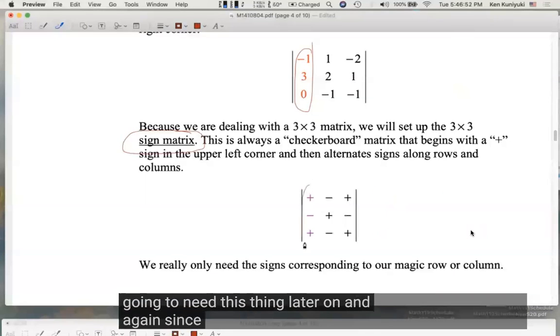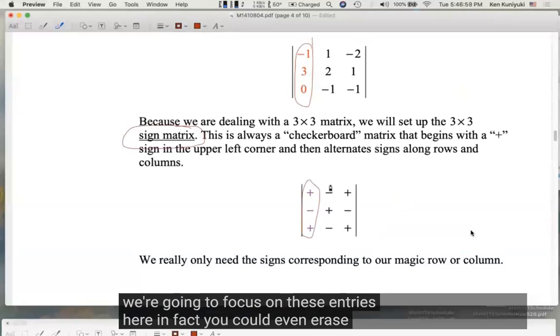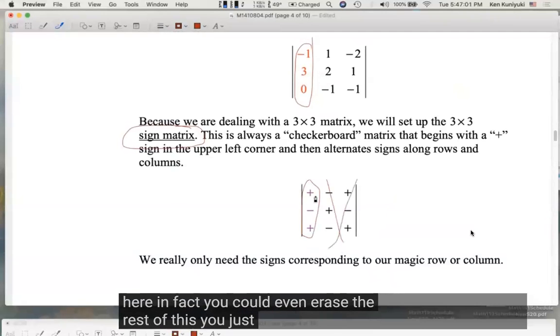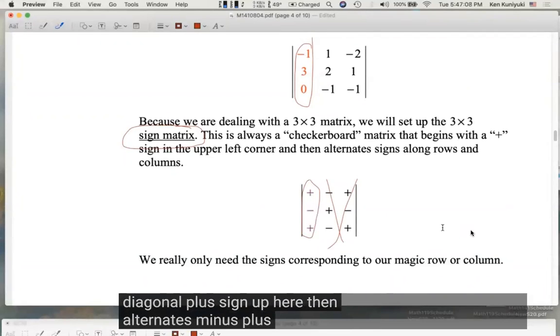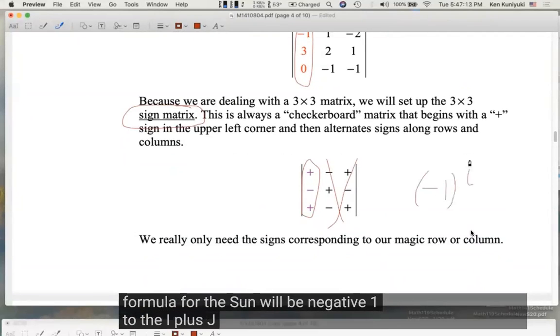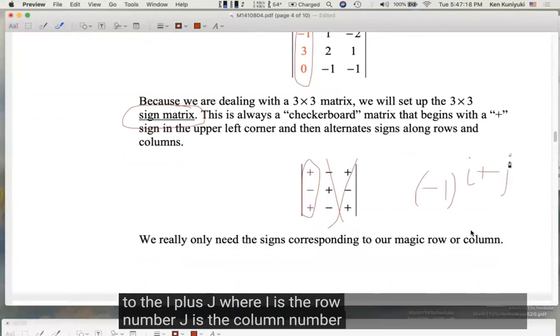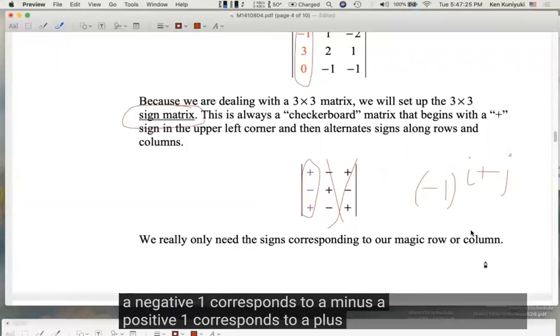And again, since column 1 is our magic column, we're going to focus on these entries here. In fact, you could even erase the rest of this. You just need the ones here. Plus sign up here, it's on the main diagonal. Plus sign up here, then alternates minus plus. In general, the formula for the sign will be -1 to the i plus j, where i is the row number, j is the column number. Of course, a -1 corresponds to a minus, a +1 corresponds to a plus.